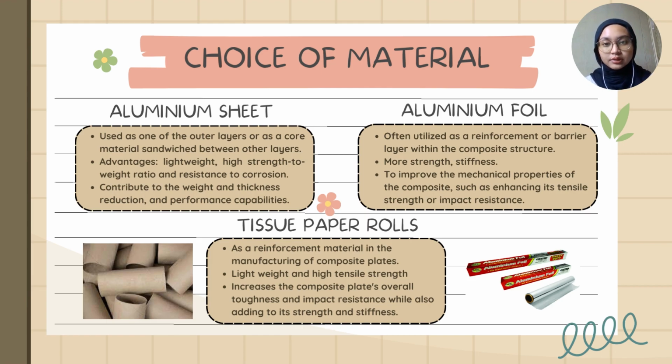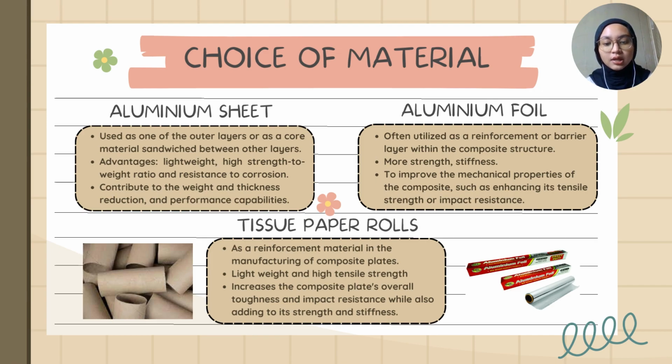Okay, choice of material. The selection of materials before the production of the specimen is one of the factors that need to be emphasized. For example, material characteristics, durability, thickness, safety, and user comfort. This project has used a composite plate, which combines two or more materials with different properties to produce a final specimen that exhibits enhanced mechanical, thermal, or electrical characteristics.